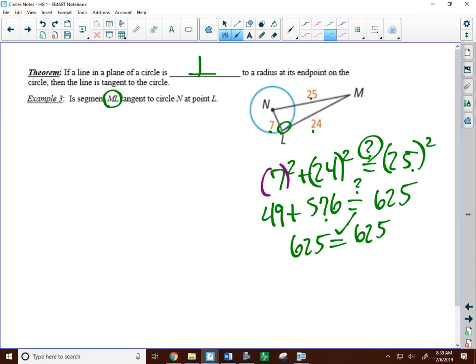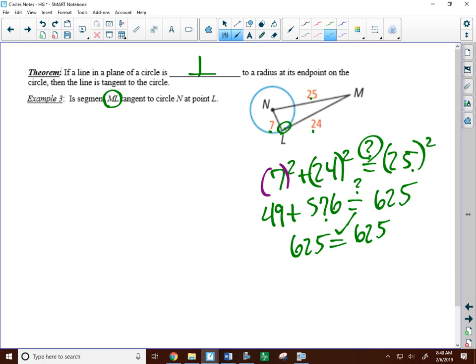Okay, so that's the converse of the last theorem. They're just reverse. Is it tangent? Well, it has to be a right angle. It has to be a right triangle. If it works in the Pythagorean theorem, then it's a right triangle and a right angle.